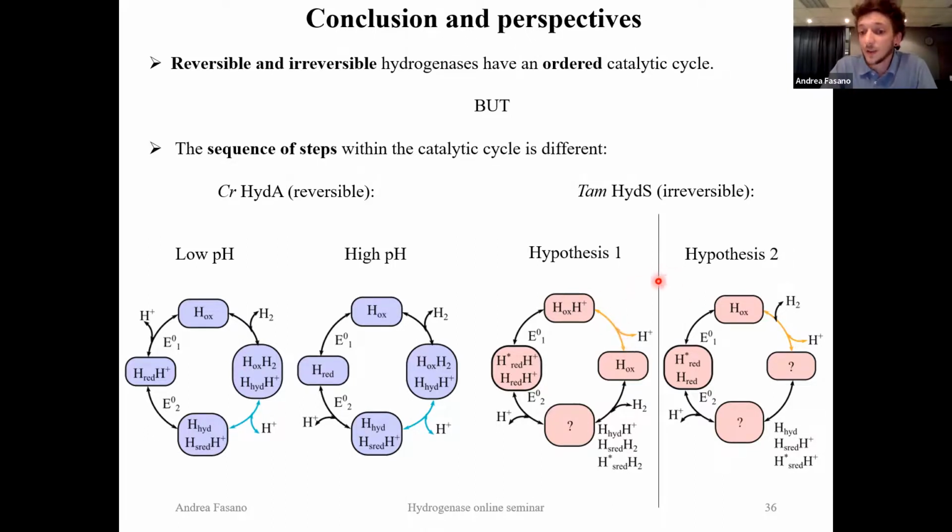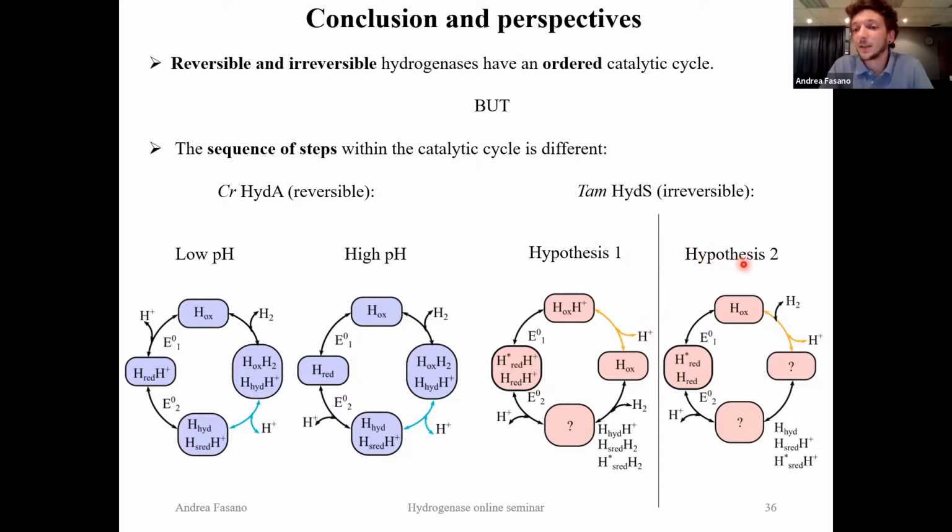This leads to two hypotheses. The first one assumes a hydrogen binding and release step in the first chemical step of the catalytic cycle, and this makes HOX the catalytic intermediate between the two chemical steps. And therefore, we would have an already protonated state of the enzyme that is going to be reduced and accept the first electron. But since these states were never detected by spectroscopy for these enzymes, this hypothesis is probably less likely to be the right one.